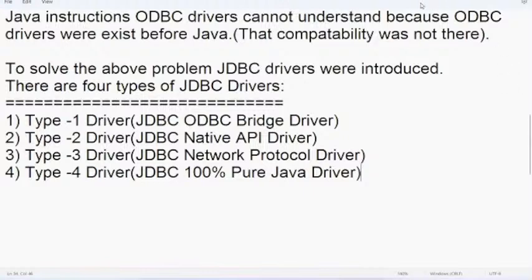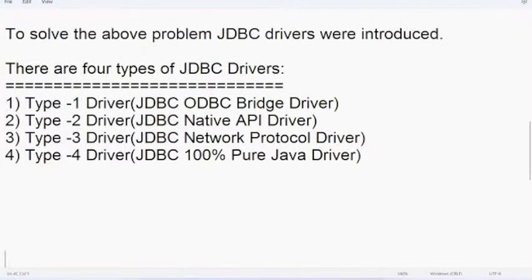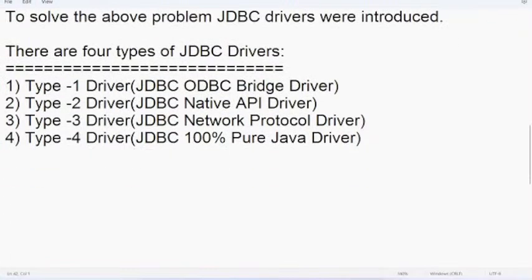To solve the above problem, JDBC drivers were introduced. There are 4 types of JDBC drivers. First one, type 1 driver, JDBC ODBC bridge driver. Type 2 driver, JDBC native API driver. Type 3 driver, JDBC network protocol driver. Type 4 driver, JDBC 100% pure Java driver. There are 4 types of JDBC drivers: type 1, type 2, type 3, type 4.